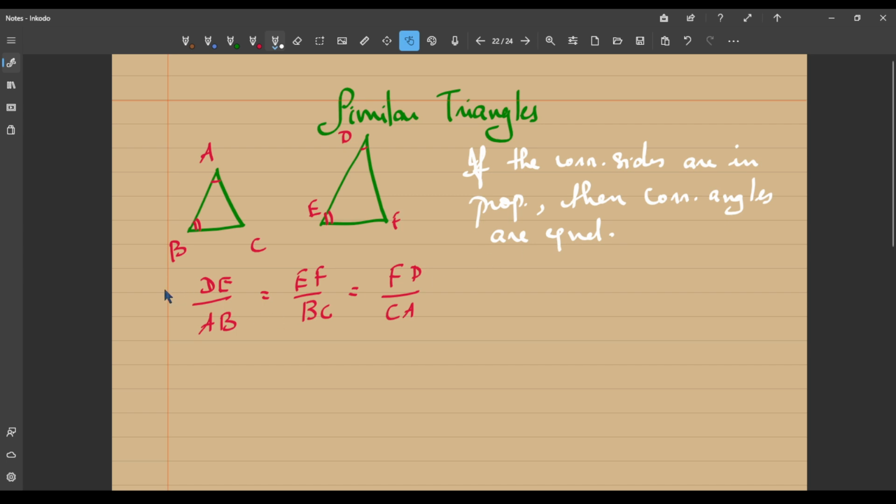So we have started with this, that the sides are in proportion. And we know nothing about these angles. I'm just erasing these angles here. We know nothing about the angles. We are just going to find that they are also equal.